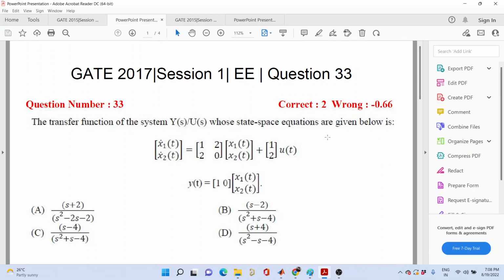Okay, we'll be discussing how to solve it, but first let the students try it out. Okay, what I am saying is, you know what a transfer function is, right? You need to find the Laplace transform of the output divided by the Laplace transform of the input, and the state equations are given to you. These are the state equations.